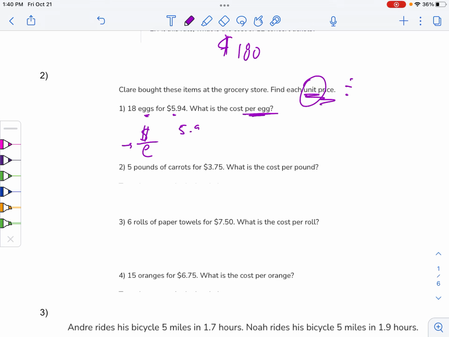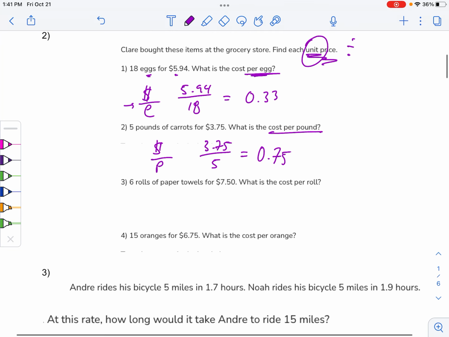So I have $5.94 divided by 18 because $5.94 is for 18 of them, but I want it for 1. So I got to take that $5.94 and divide it into 18 groups. So if I divide those out, I'm going to find out that each one is 33 cents. I'm going to do the next one. Cost per pound. So I'm putting pound on the bottom, and then I have money on the top. So 375 divided by 5. 375 divided by 5 is 75 cents per pound.